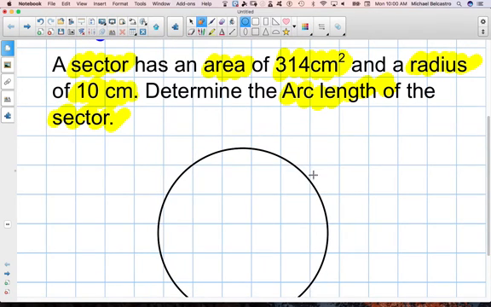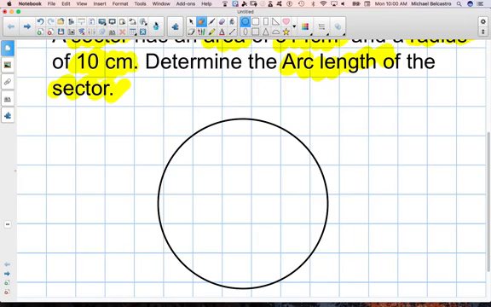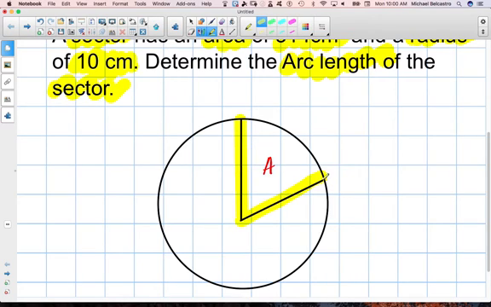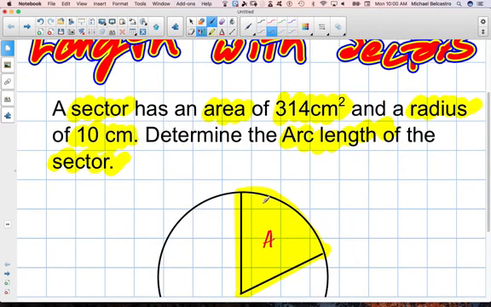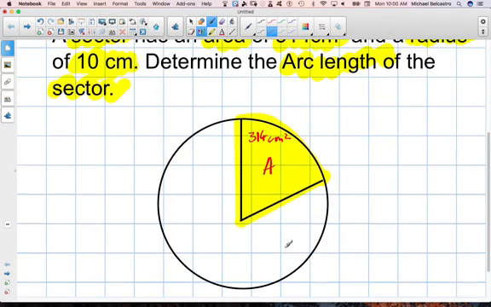So here's our hypothetical circle here. A sector, we don't know the degree of the sector, we don't know the portion of the circle it is, so I'm just making an estimate here. We're going to call that sector A. This is probably not to scale, but here's our sector A. Highlight it, color it in here. Sector A has an area of 314 centimeters squared. We also know that the radius of the circle is 10 centimeters, so the distance from here to here is 10 centimeters.